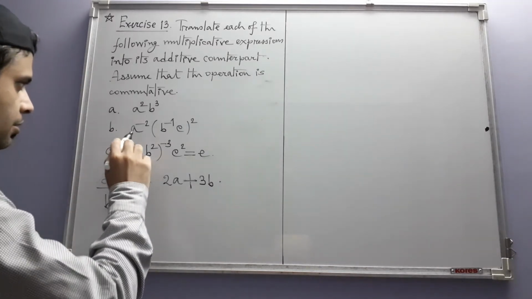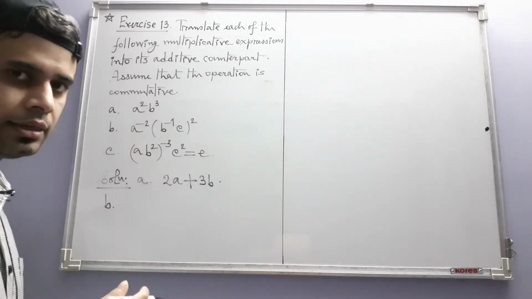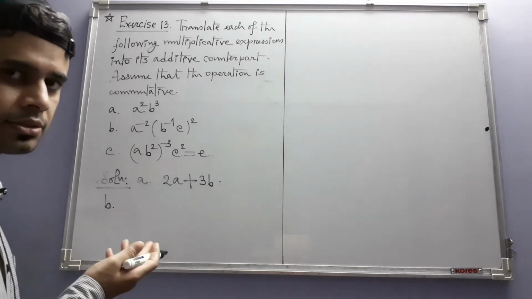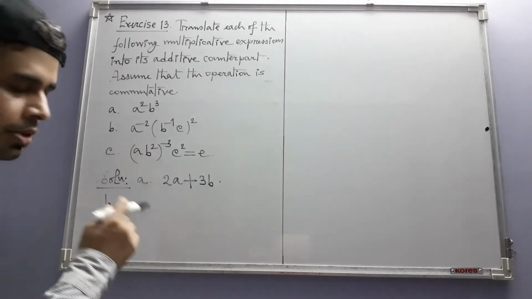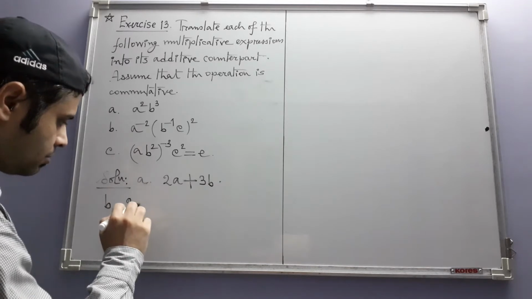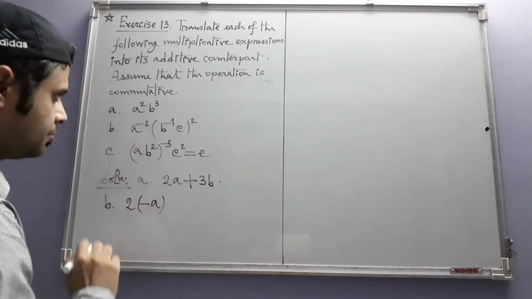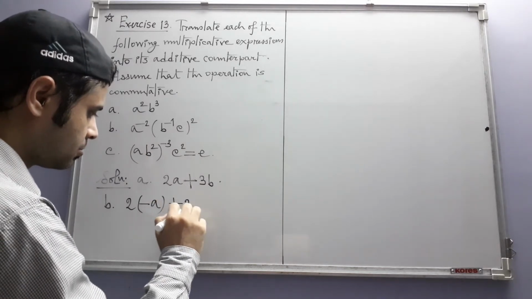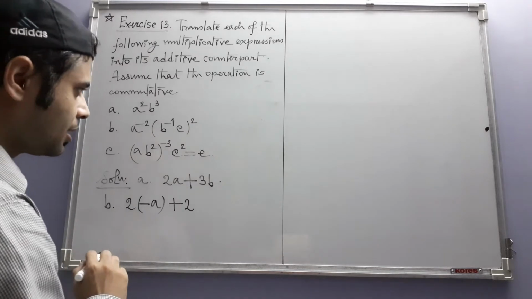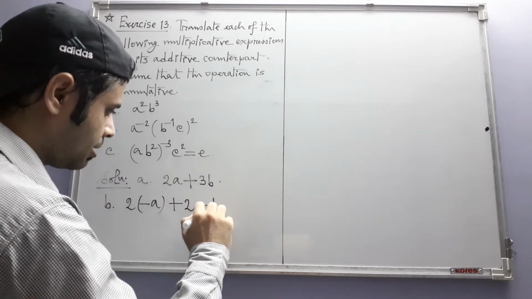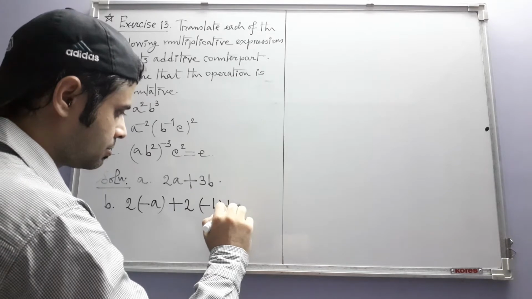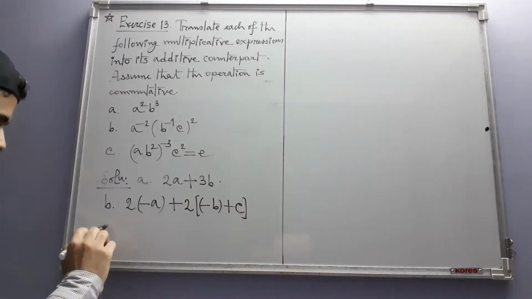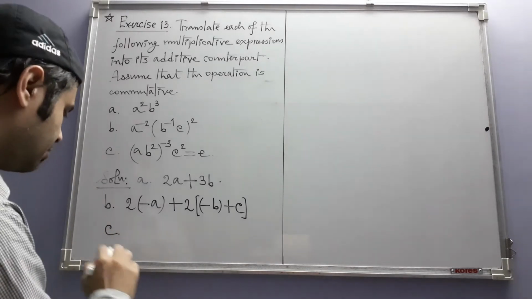For part B, a to the power minus 2 is a inverse a inverse. In additive notation, a inverse is minus a. So that means minus a plus minus a, or 2 times minus a, plus 2 times b inverse c, that means minus b plus c.